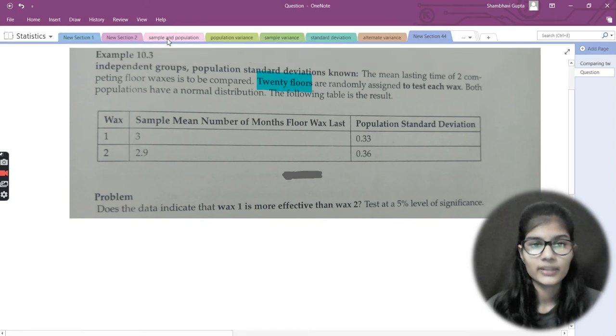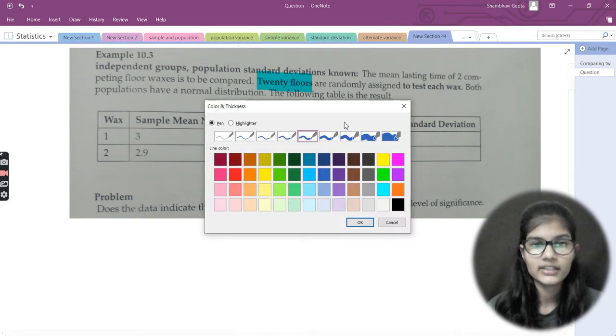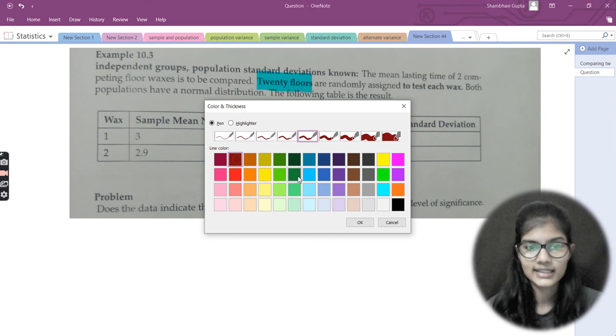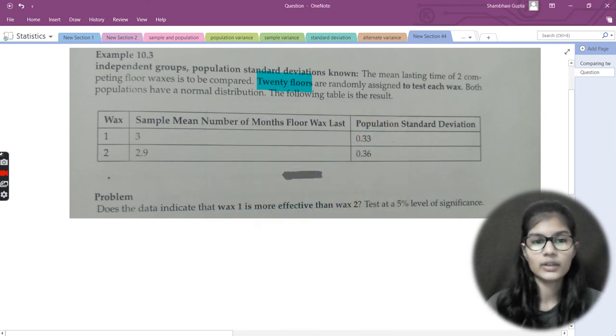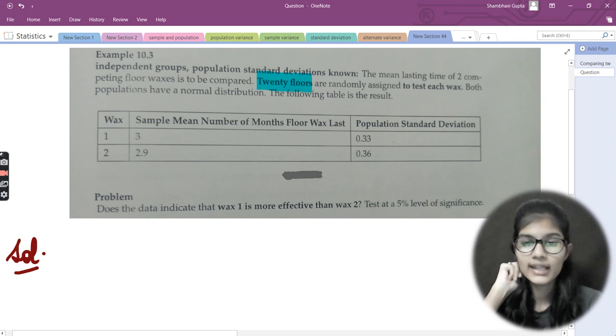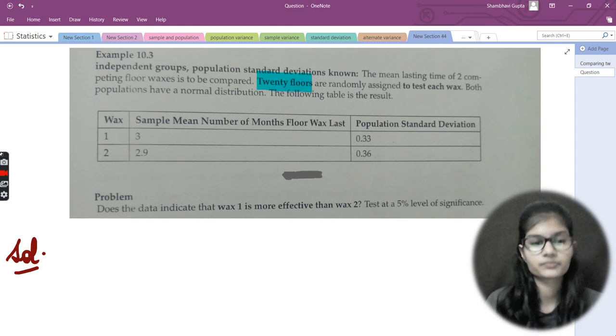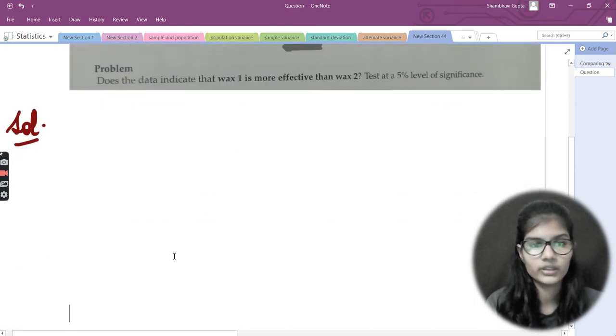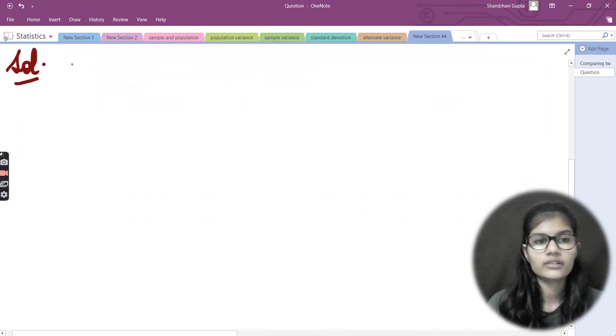Now we just need to find out the things here. Let me take out a pen and change the color, and then let's get started with the writing part. Let's find the solution for this question. We need to find out whether the data indicate that wax 1 is more effective than wax 2, and second, test at a 5% level of significance. Let's start writing out the solution.